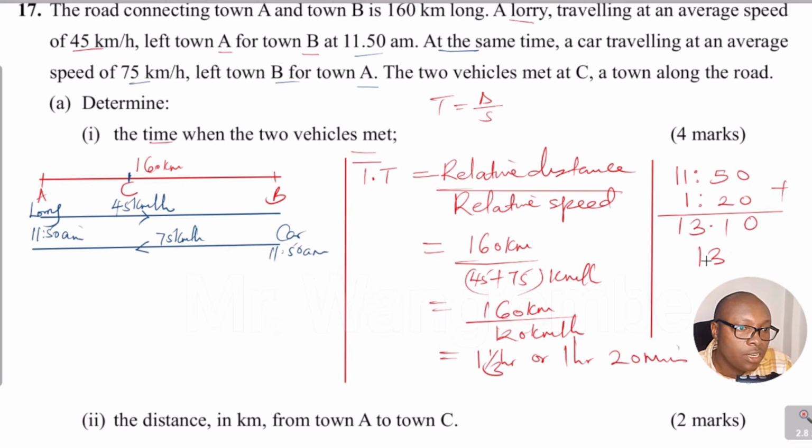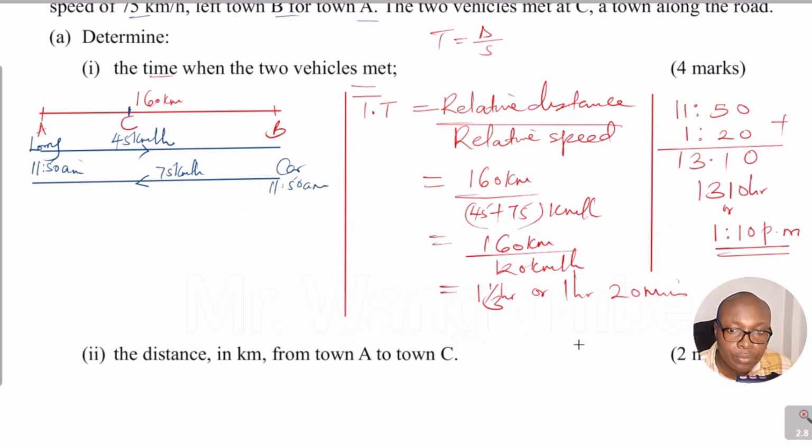So you either write it as 13:10 hours, or you can write it in the 12-hour clock system, which is the same as 1:10 p.m. So that is the time when the two vehicles met. That is all for that part. We go to the other part.